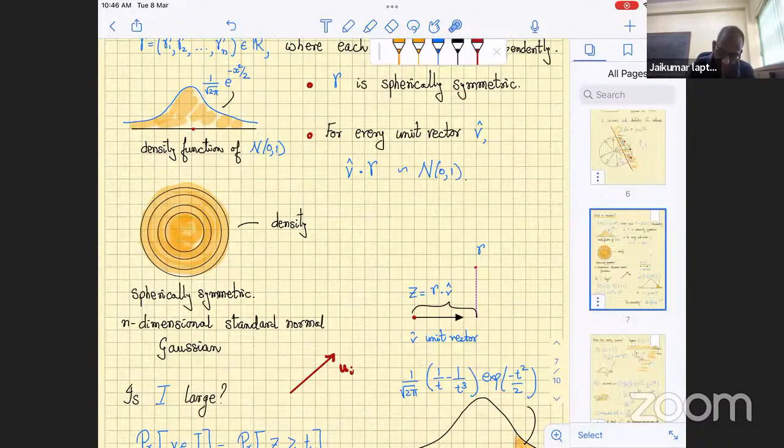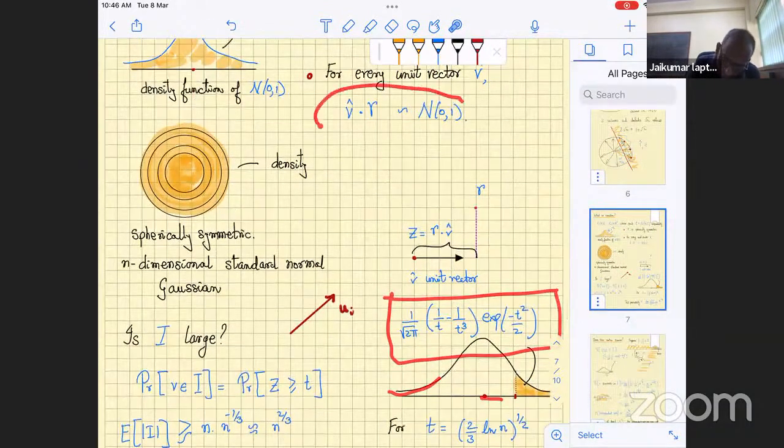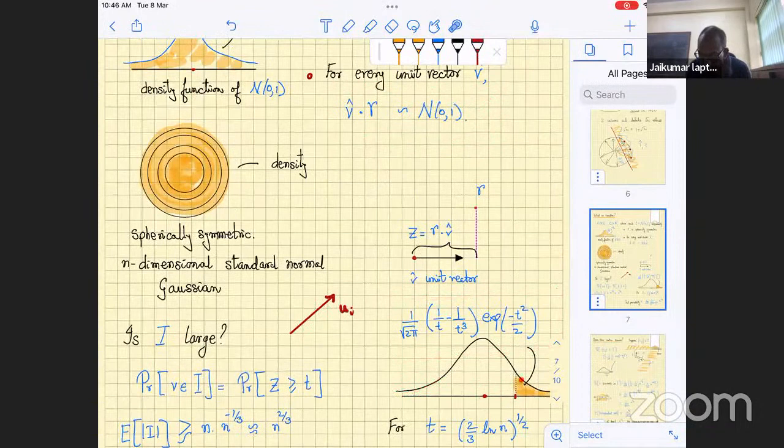The dot product with this vector is normally distributed. Accept that as a fact. Then we are basically asking, in a normal distribution, what is the probability that we are on this side? That is, we are interested in this tail probability. Now, standard estimates of the normal distribution tell you that if you have the basic normal, just one-dimensional, good old normal, the probability that you are on this side is at least this expression. This is a lower bound. We will soon need an upper bound.